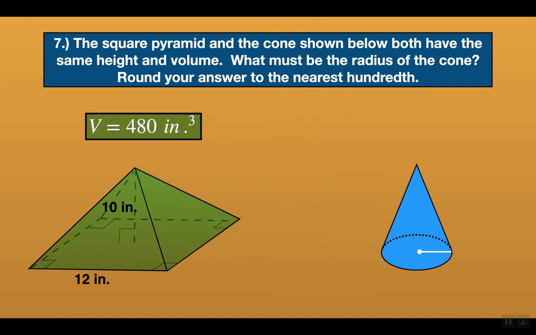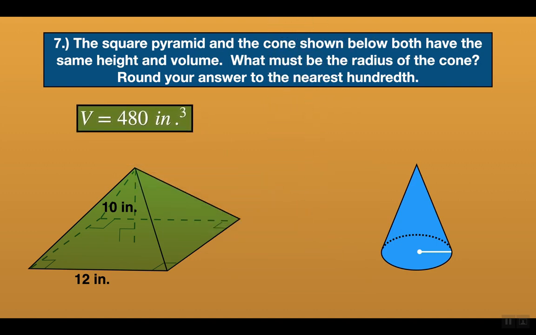Now that we know the volume of the pyramid, let's go to the volume of the cone. We start with the formula for the volume of a cone. And since the base of a cone is a circle, we're going to replace the capital B with the formula for the area of a circle, which is pi r squared. Now, do we know the radius of the cone? No, we do not. That's what we're looking for.